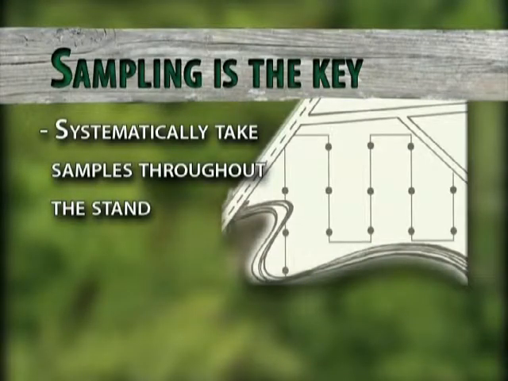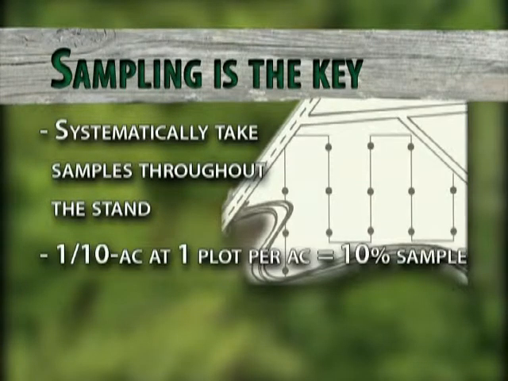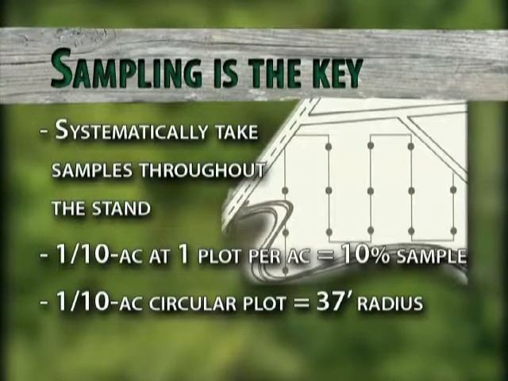To obtain a good estimate, sample plots must be located throughout the forest stand. The plots can be any shape, but circular plots are most commonly used. By collecting information on a 1/10 acre plot for every acre in a given stand, you will have conducted a 10% sample. This level of sampling is a good start for the beginner. How big is a 1/10 acre plot? It is a circle with a radius of approximately 37 feet.